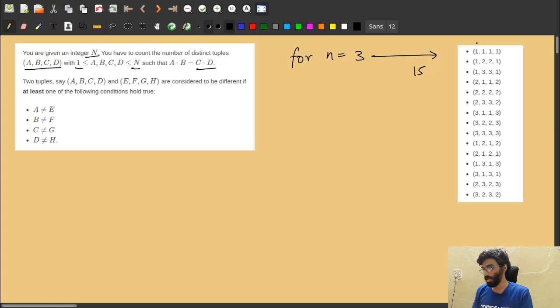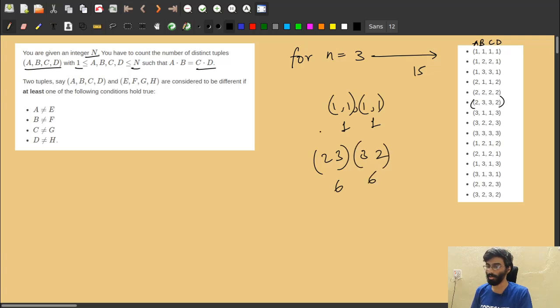then these are the 15 tuples that could be made where a multiplied by b is equal to c multiplied by d. So here you can see 1, 1, 1, 1: a times b is 1 and c times d is also 1. Similarly, for example, 2, 3, 3, 2: this part is 6 and this part is also 6. So you have to find the number of distinct tuples such that a, b, c, d lie between 1 to n. That means we have to find a times b equals c times d.